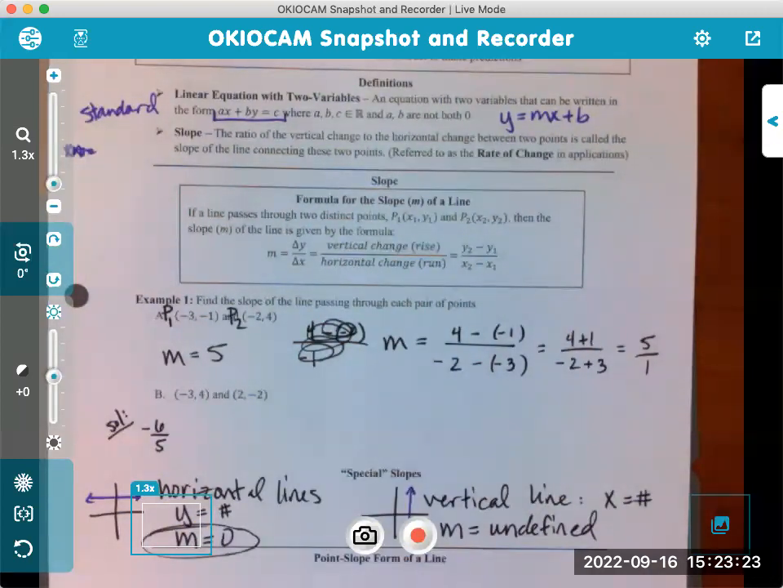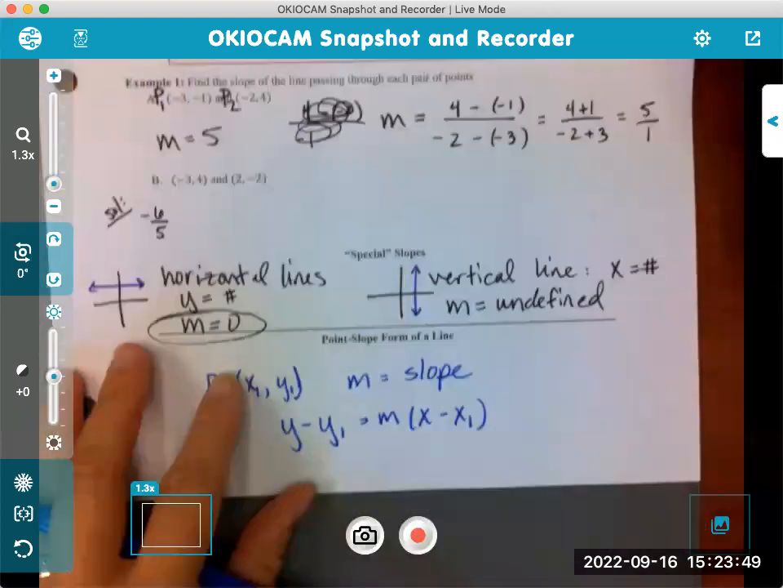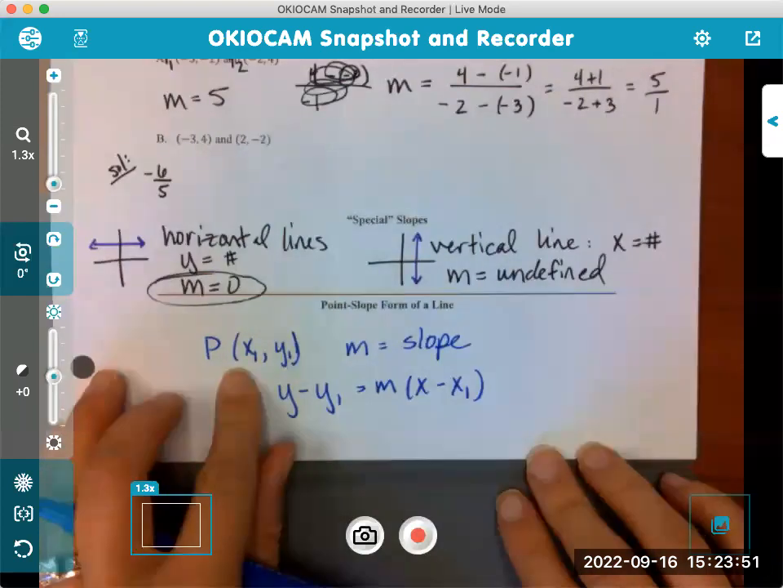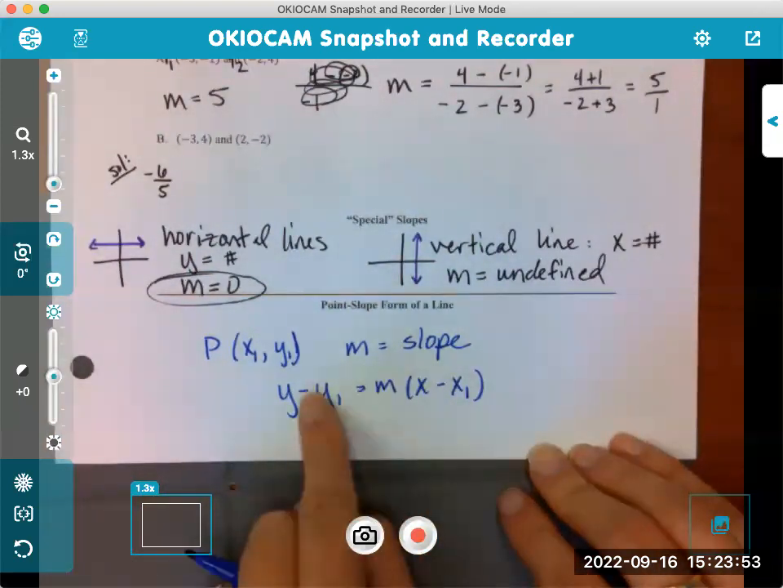So point slope form of a line: if we have a point x comma y and a slope m, then it's exactly what it sounds like. Let's say we have a point x1, y1. It's y minus y1 equals m times x minus x1. Point slope form. Oh my gosh, you can't see that. So here's your point, here's your slope, here's your equation.